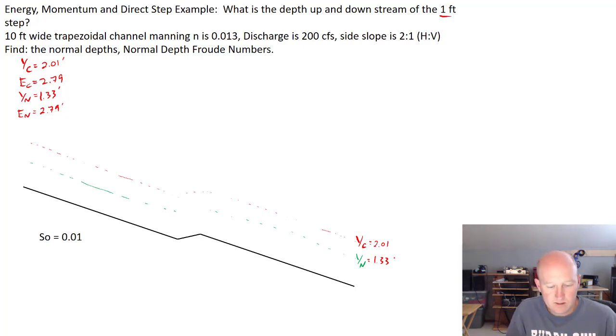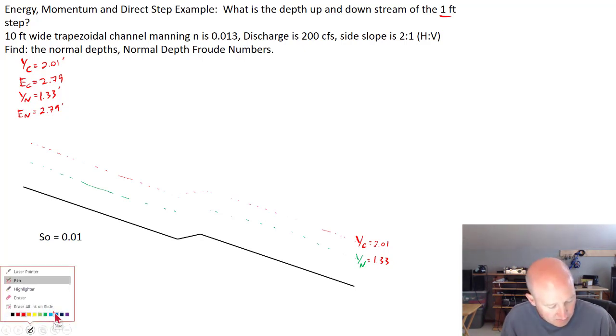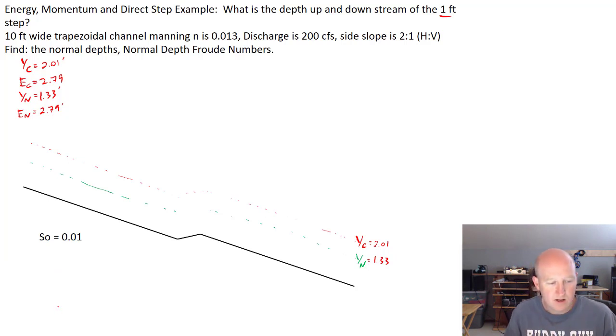Okay, so normal depth is upstream controls. I didn't point that out, but if we look at normal depth here, it's less than critical depth. So that's one way to notice that. But also we can look at the spreadsheet and see that the through number is greater than 1.